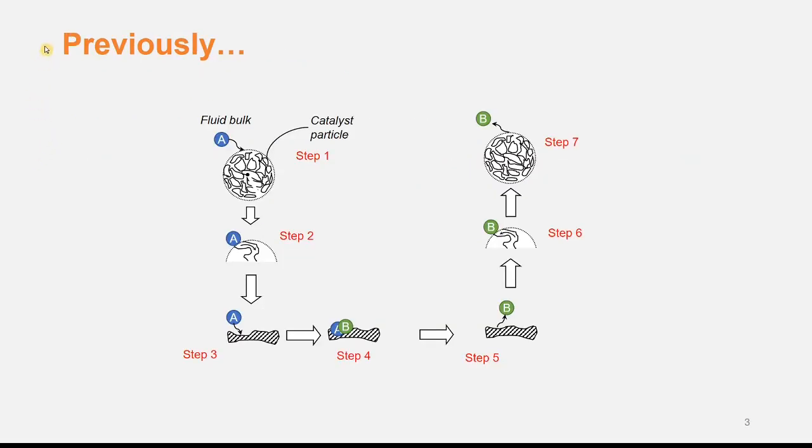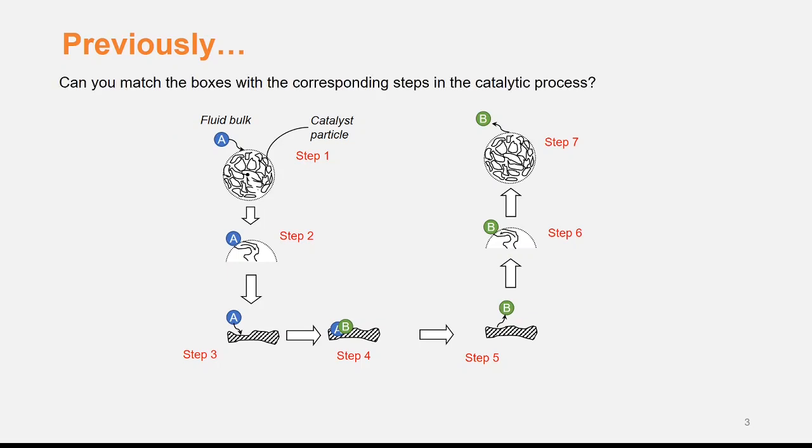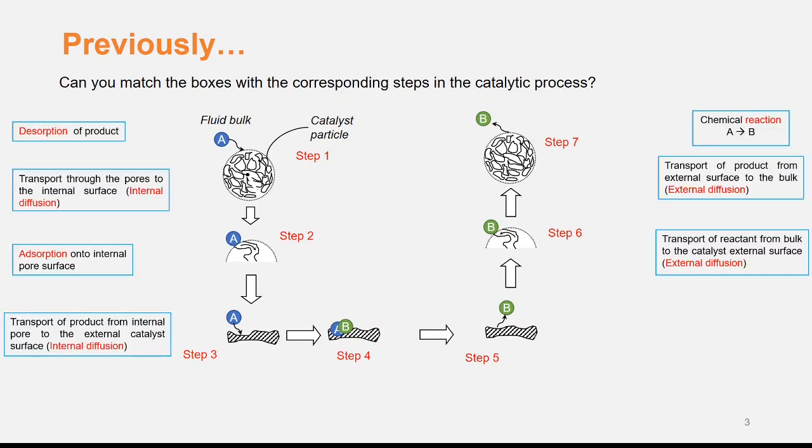Previously, we have talked about the 7 steps involved in catalytic processes for a two-phase packed bed reactor. I would like you to recall those 7 steps and do the little exercise that I have here. Can you match the boxes to the corresponding steps? I will give you 2 minutes. You can pause the video now. Did you get all of them?